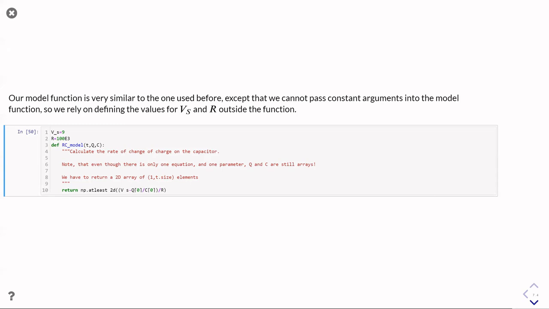We also need to make sure that the answer we return has a number of rows equal to the number of equations, and a number of columns determined by the number of times that we're evaluating this function for. So this needs to return as a 1 by the size of the T array. And that's what that at_least_2d is doing there.